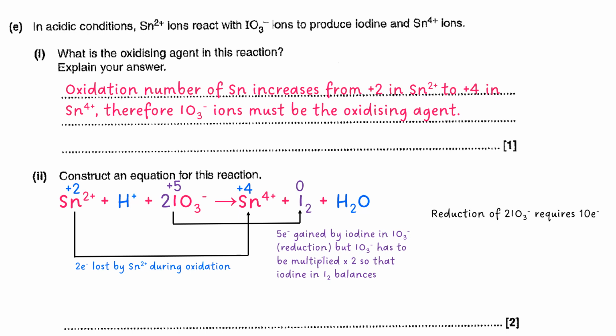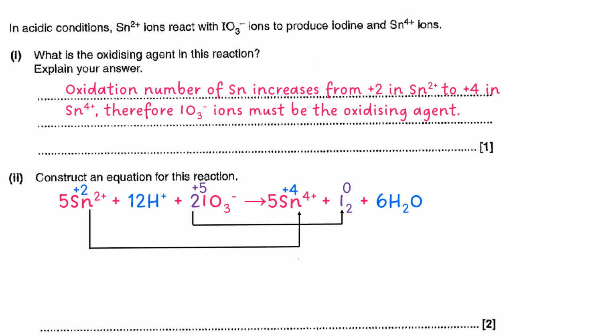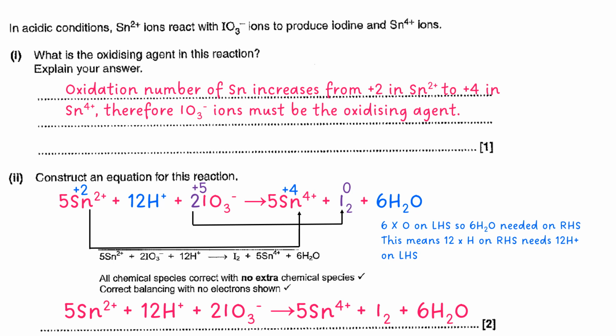So let's just collect what we've worked out. The reduction of 2 IO3 minuses requires 10 electrons in total. Oxidation of Sn2+ requires 2 electrons in total. So the tin oxidation has to be multiplied by 5, doesn't it? So let's do that. So now we've got something approaching an equation. Let's check our oxygens. There's 6 oxygens on the left-hand side within 2 IO3 minus. So the H2O needs to be multiplied up on the right-hand side to reflect that. That also requires 12 H+ because 6 H2O means 12 hydrogen atoms. So that's our equation at the bottom. Let's check our mark scheme. And you can see that matches what we're trying to achieve here.